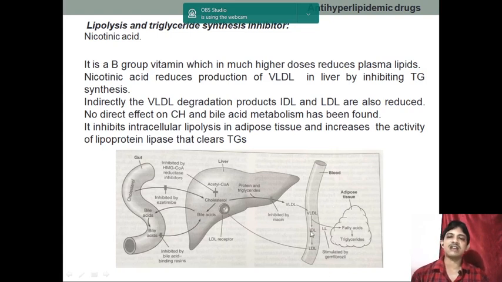So these are the drugs used. Gemfibrozil type of drug is also useful. So this is about the nicotinic acid.